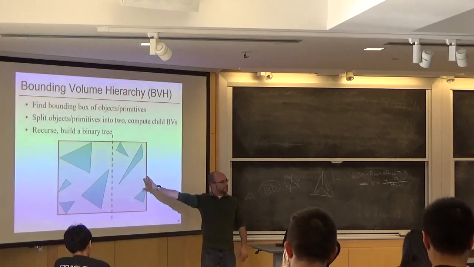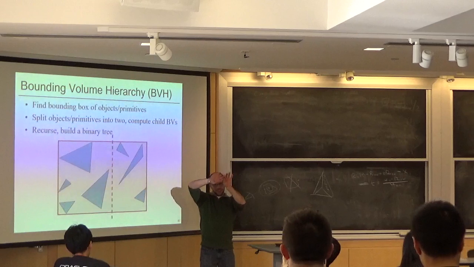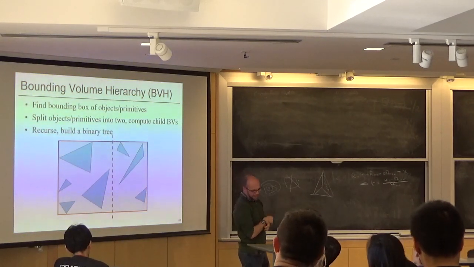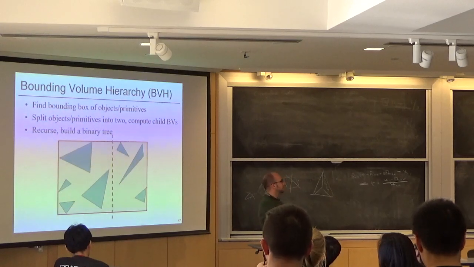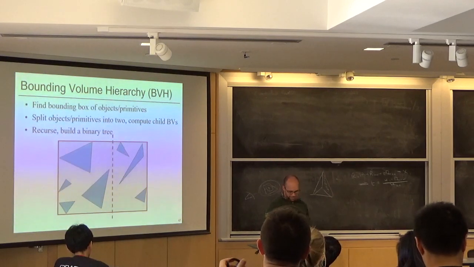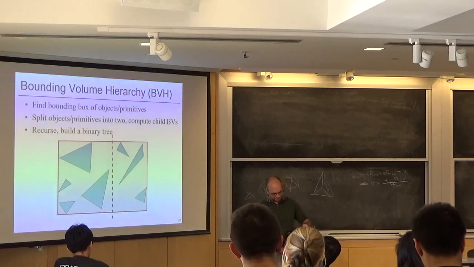I put a big bounding box around those, and now I take that set of triangles and divide it in half. I put a big bounding box around those, and do that recursively. And there are many, many ways to do that. At the end of the day, it leads to a binary tree data structure.